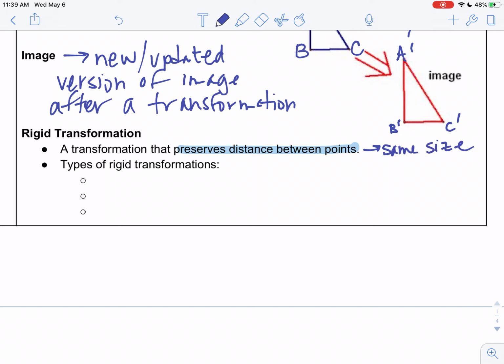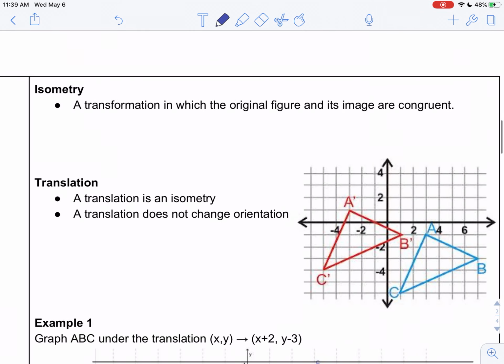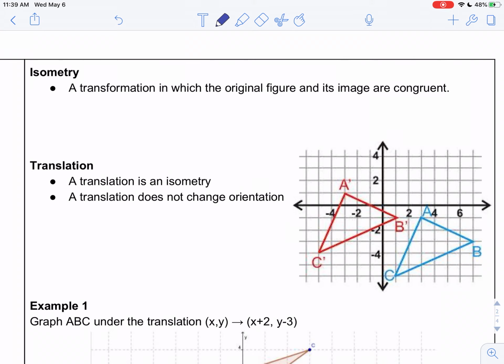Now we're going to talk about rigid transformations, and that preserves distance between points, which really just means same size. Okay, and the three types of rigid transformations we're going to talk about are translations, and that's the one we're going to hit up for today. And later on, we're going to talk about rotations and reflections. All right. So reviewing a term from the other day, we talked about isometry, and an isometry is a transformation in which the original figure and its image are congruent. So, same size, same shape.